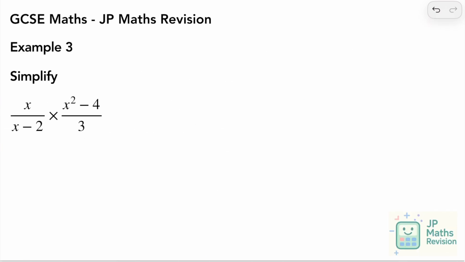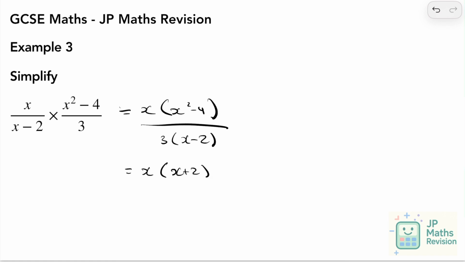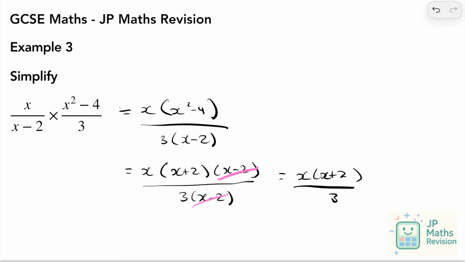Here's another example. Again, I'm going to multiply across first. So I have x bracket x squared minus 4 over 3 bracket x minus 2. The numerator, I notice, is the difference of two squares, so I'm going to write it as x bracket x plus 2, x minus 2. And the denominator is 3 bracket x minus 2. So the x minus 2 cancels out on the top and the bottom. So it's going to be x bracket x plus 2 over 3. And if I really wanted to, at this point, I could expand the brackets, but you don't need to. But if I did, it would be x squared plus 2x over 3.